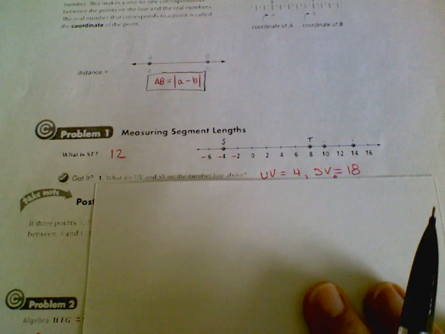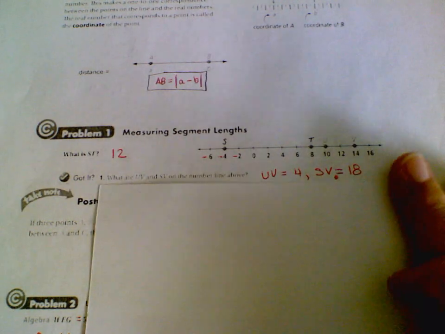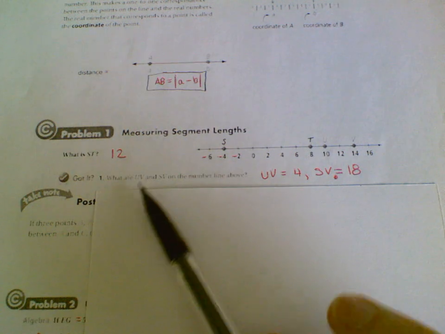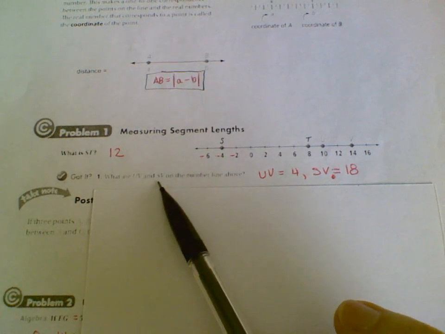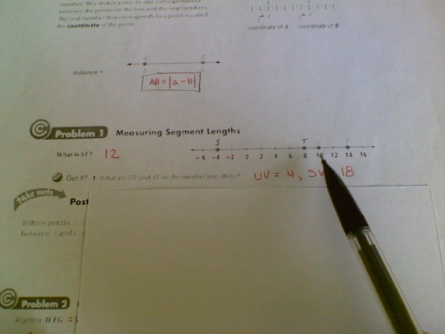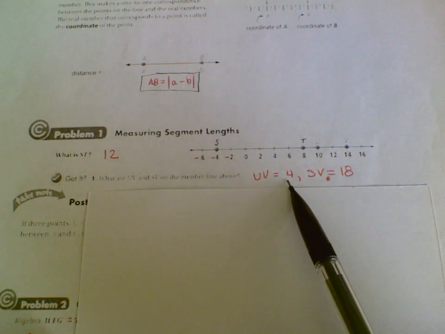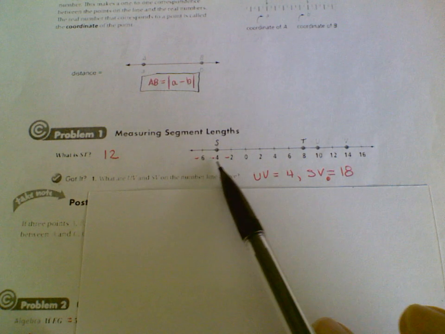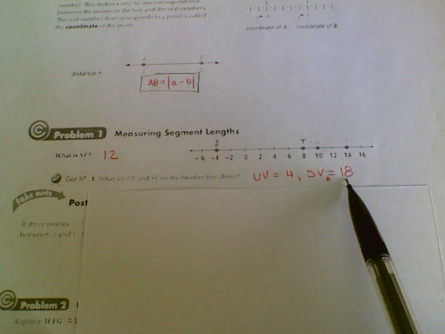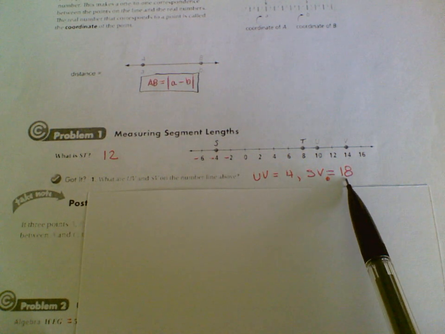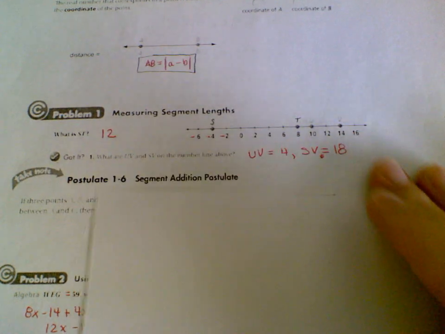Alright, pause the video and try the got it question. It wants you to know what are the distances UV and SV. So UV goes from 10 to 14, so that's going to be 4. SV goes from negative 4 to 14, so that's going to give you positive 18. If you have questions on that, let me know, please.